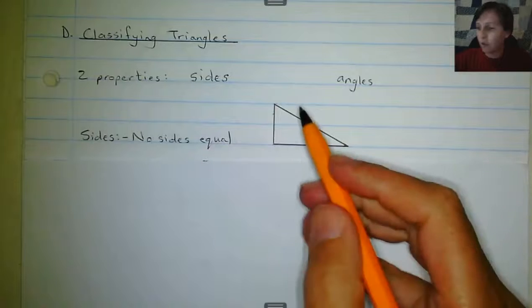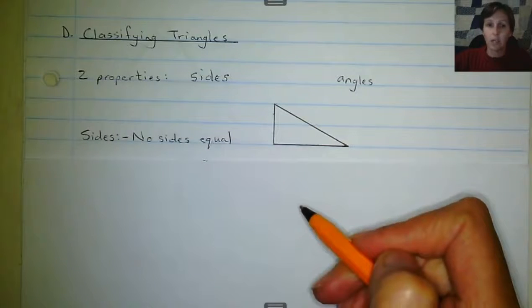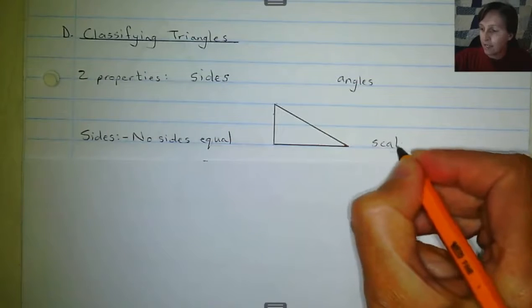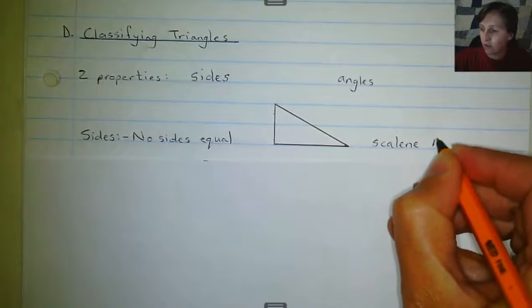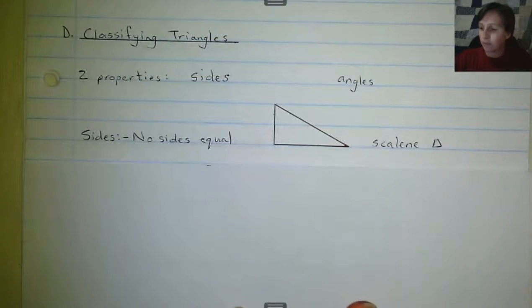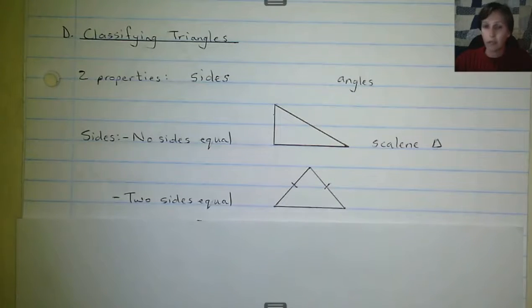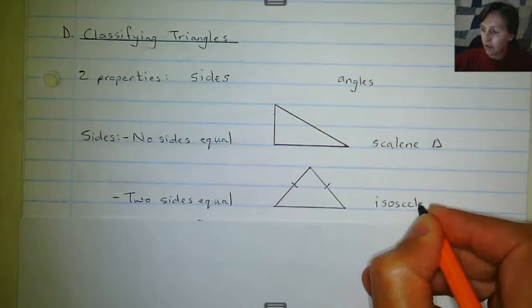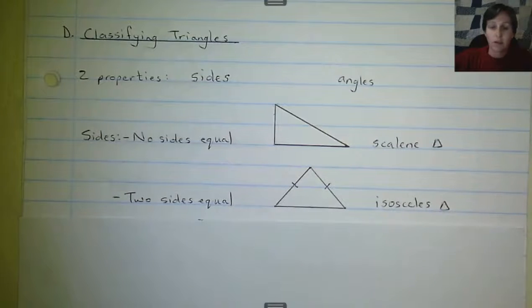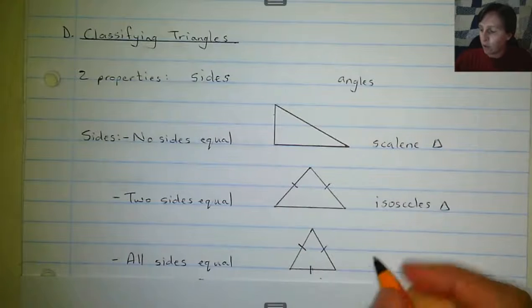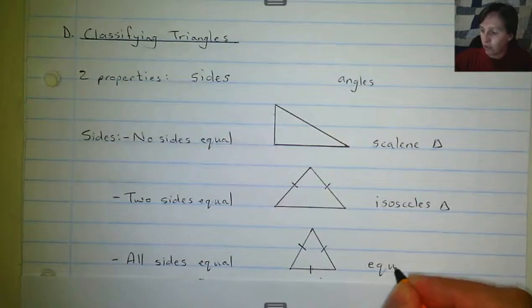If we have a triangle where none of the sides are equal in length, we call that triangle a scalene triangle. And remember, our symbol for a triangle is a little triangle. If we have a triangle where two of the sides are equal, we call that an isosceles triangle. And if we have a triangle where all the sides are equal, we call that an equilateral triangle.